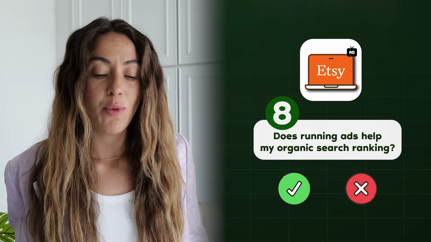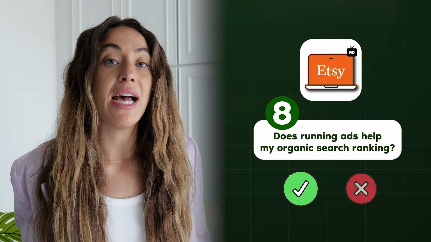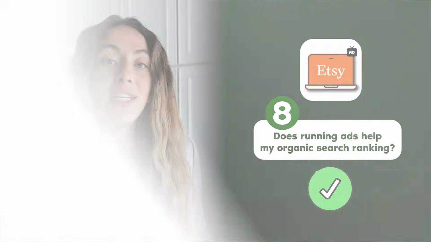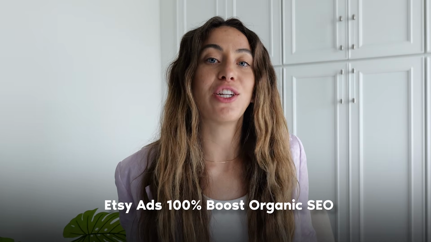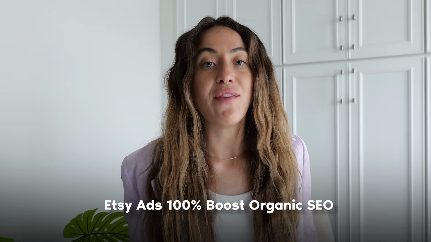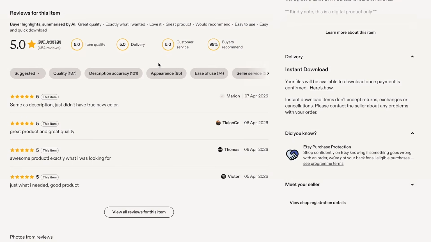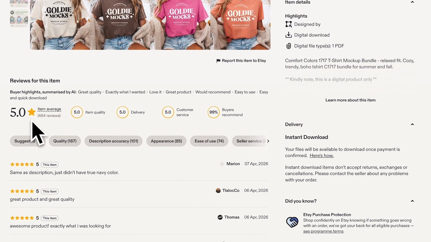Do Etsy ads help my organic search ranking? Yes, 100%. It is not a direct correlation. Etsy is not going to admit this, but they 100% contribute to your organic SEO. If you get a sale off of an ad and then that sale leaves a 5-star review with a photo, now new traffic that's coming in, reading that 5-star review, is helping you get more sales, more clicks, more exposure.